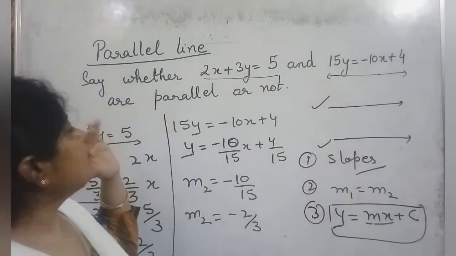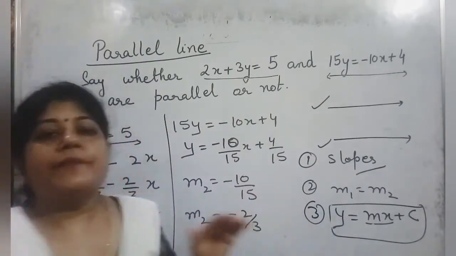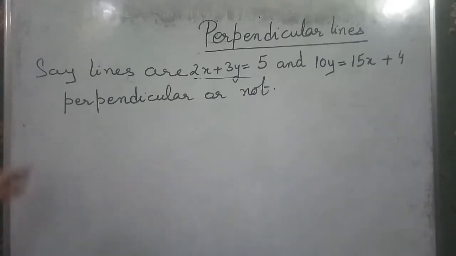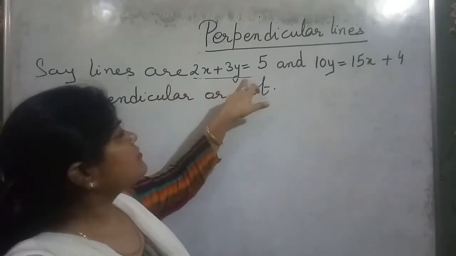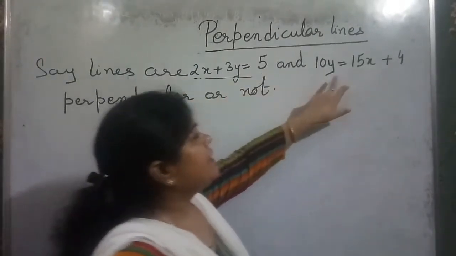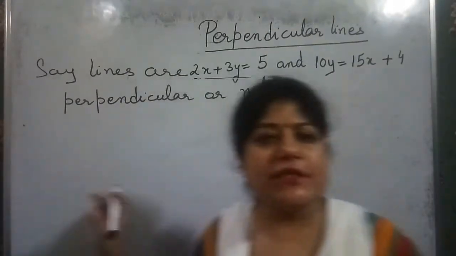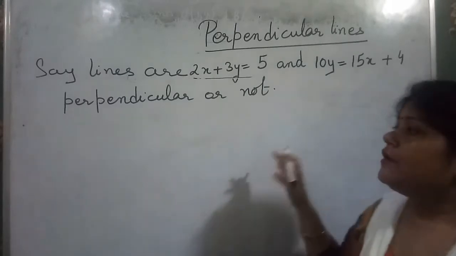Now we observe the case where the two lines are perpendicular to each other. Now observe the question which we have over here: 2x plus 3y is equal to 5 and 10y is equal to 15x plus 4. And we have to check for these equations whether these lines are perpendicular to each other.